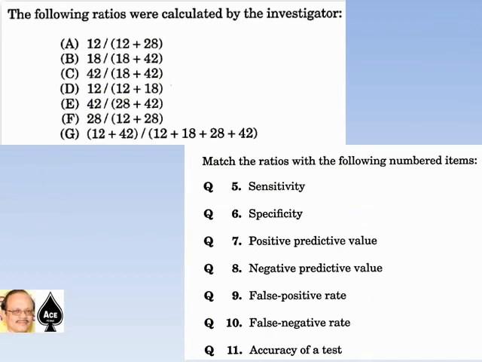Now find out the answers for the following questions. On your left side, 7 options are given. On your right side, 7 terms are given. Match the ratios and the options: the sensitivity, specificity, positive predictive value, negative predictive value, false positive rate, false negative rate, and accuracy of a test. Please write down the answer. The answers are given at the end of this video session. Take your own time. I will give some more time for you to calculate.